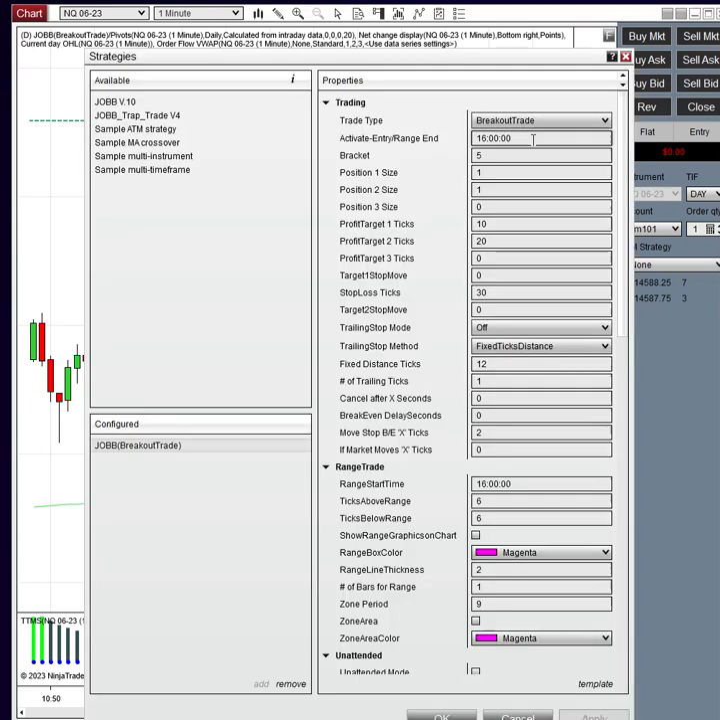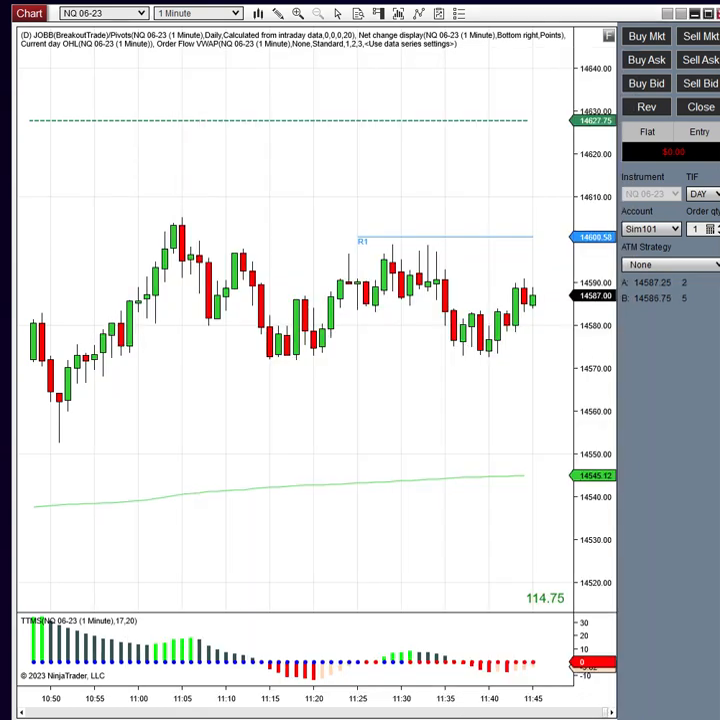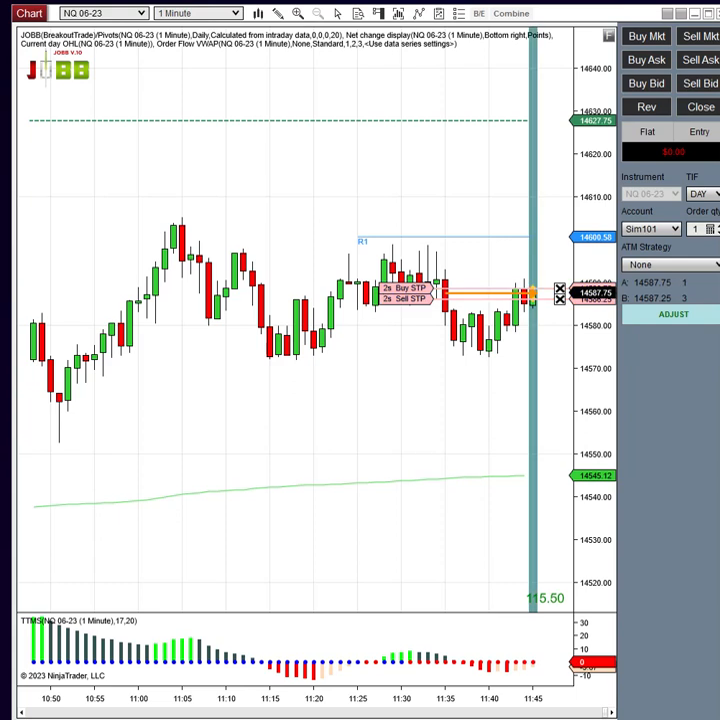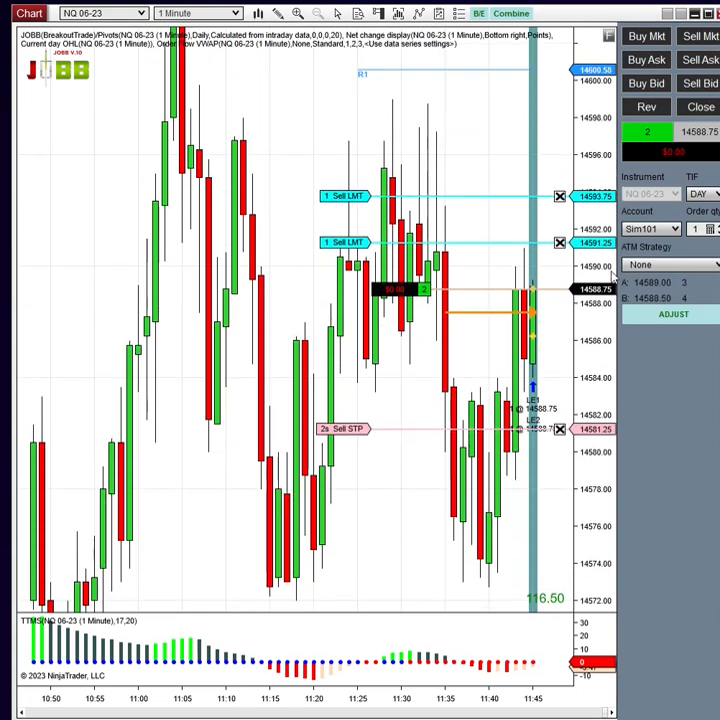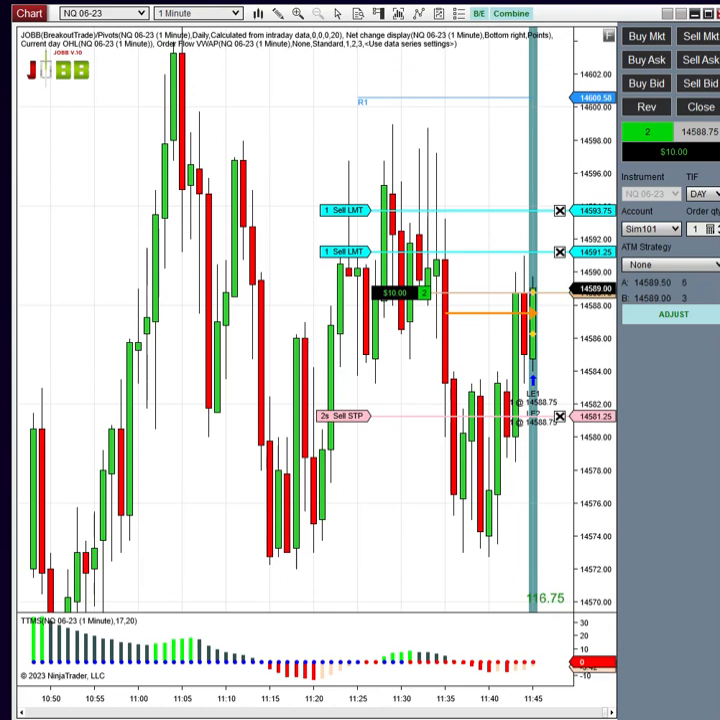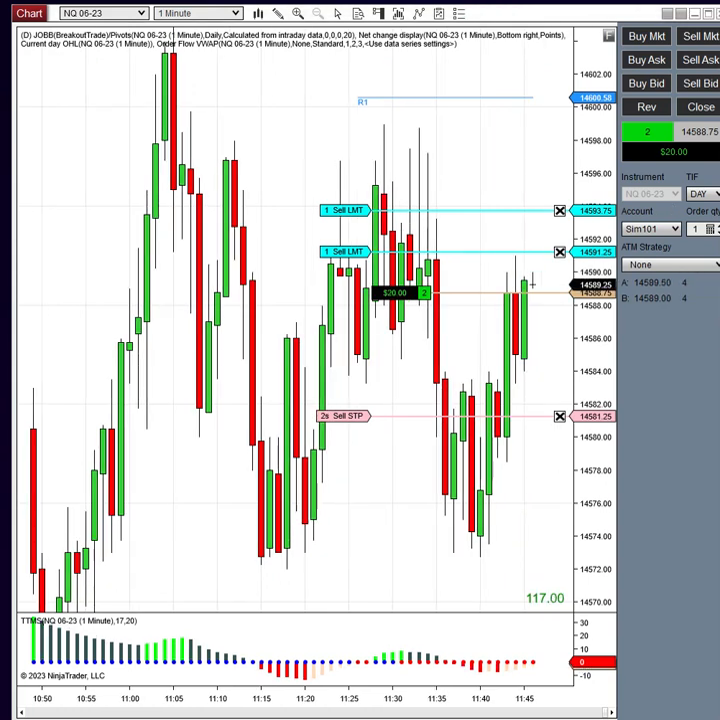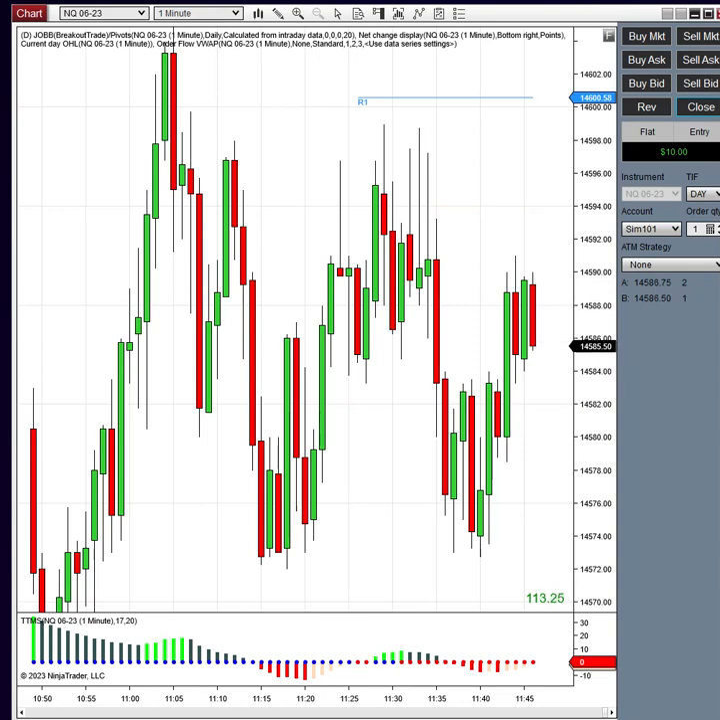So you can practice by setting the time to 0. Use a small bracket so you get filled and practice on the NQ. So I set up a practice trade with a bracket of 5, a target of 10, a target of 20, and a stop of 30. When you enable the trade, spread your charts nice and wide so that you could see what's going on. So I'm going to close the trade.